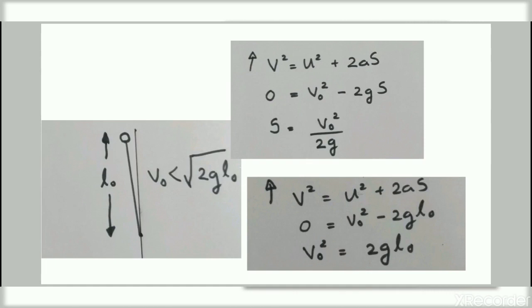So they have given v0 less than root 2g L0. That means, you can see in the right side lower direction, I have given the equation. If I use the same v squared equation in the upward direction, we can see if the ball moves L0 length, it will become v0 squared equals 2g L0. That means in a length of L0, v0 squared will be equal to 2g L0. But in the question, v0 squared is less than that.